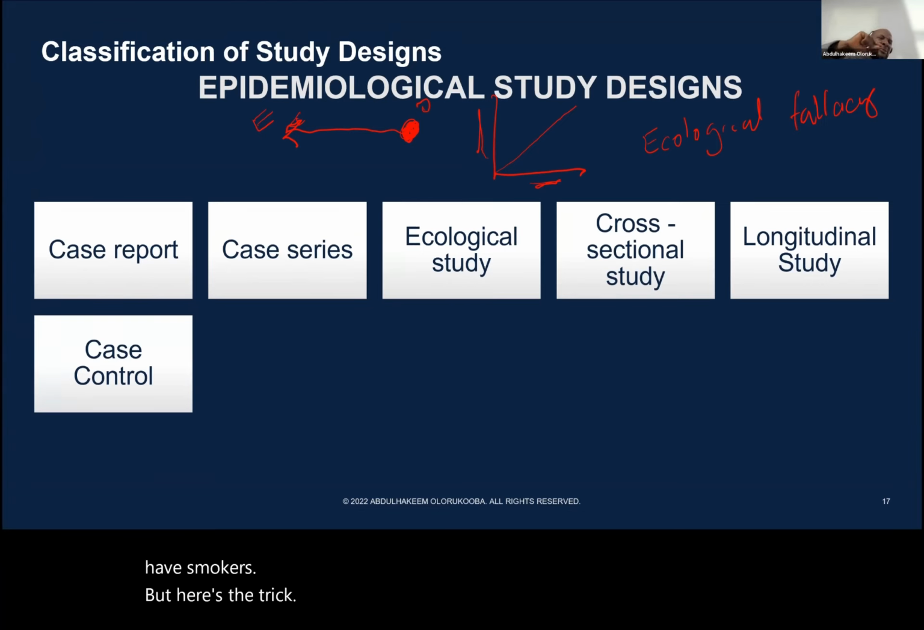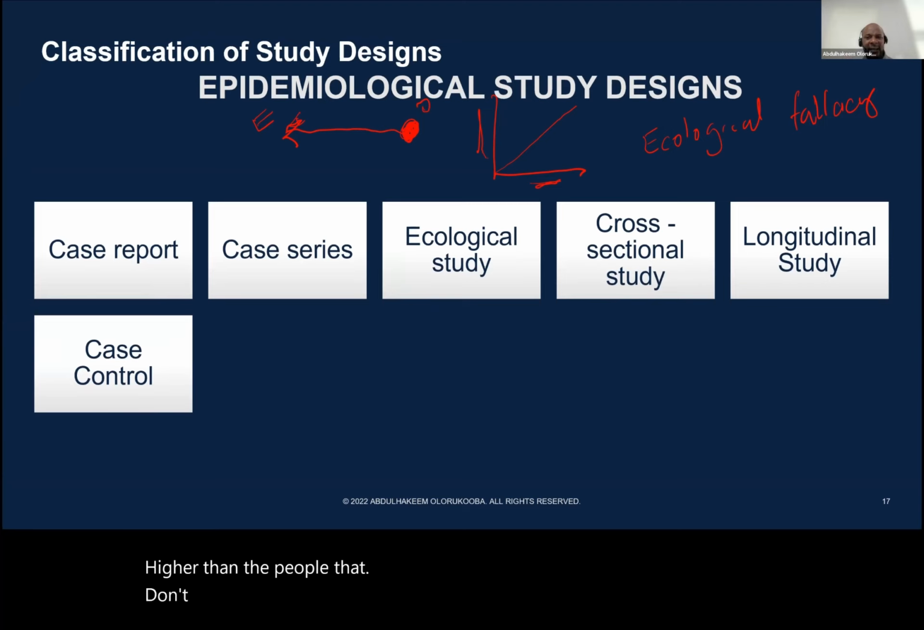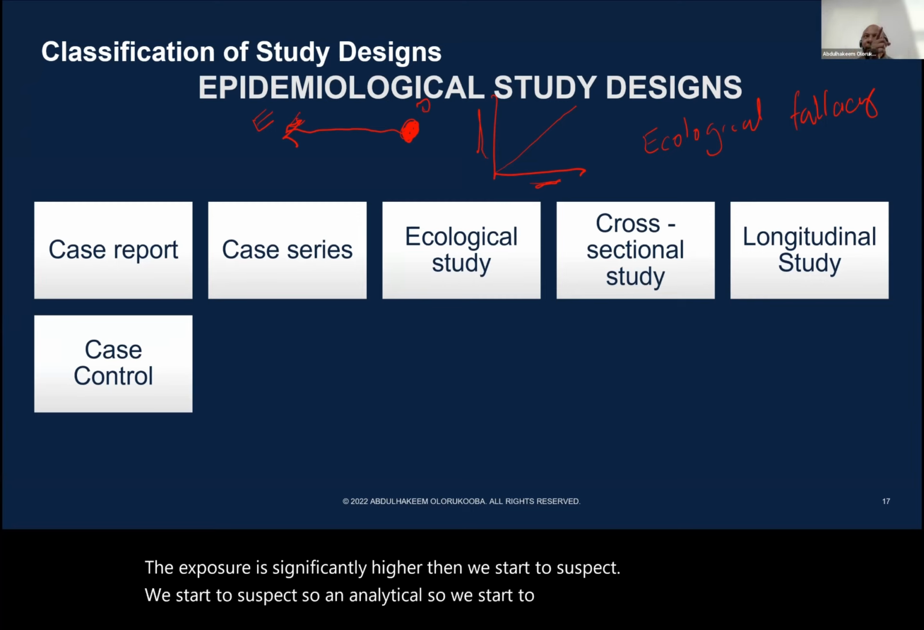If the people that have lung cancer, the level of exposure to cigarette smoking among them is significantly, that's the word, I don't want to use statistically, but it's significantly higher than the people that don't have lung cancer. Their exposure is significantly higher. Then we start to suspect. So you see, it's an analytical study. We start to suspect that this cigarette smoking is not a joke.